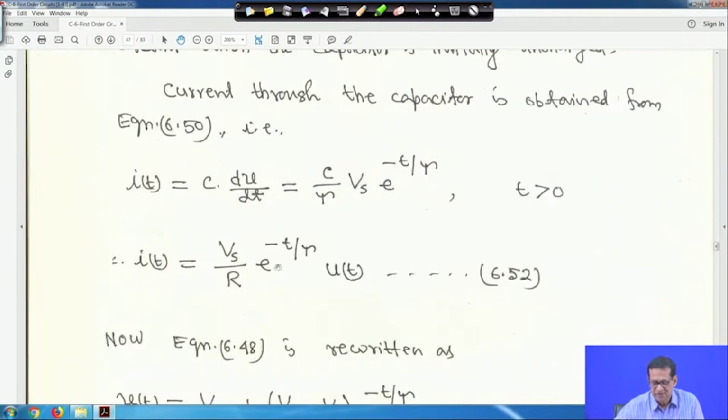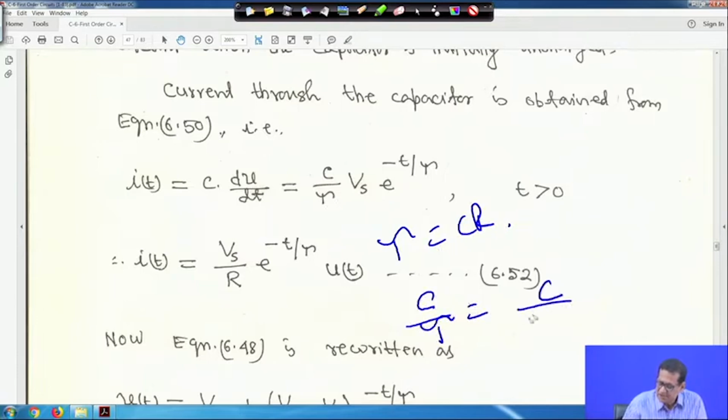So, it will be C by tau Vs e to the power minus t by tau, and tau is equal to RC, right. So, here tau is equal to say CR. If you put tau is equal to CR, so C by tau is equal to 1 upon R, C cancels, that is why Vs upon R e to the power minus t by tau, right.